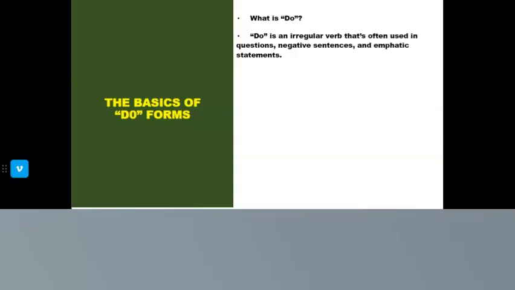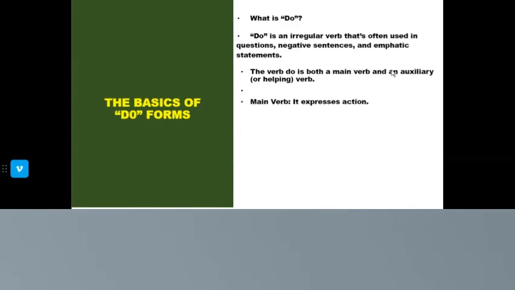What is do? To start with, do is an irregular verb that is often used in questions, negative sentences, and emphatic statements. The verb do is both a main verb and an auxiliary verb. That means a helping verb. Now, as a main verb, it expresses action. For example, I do my homework every day. Do is used as a main verb here. A main verb is a verb that can stand alone in a sentence.